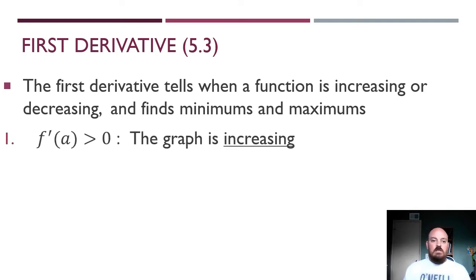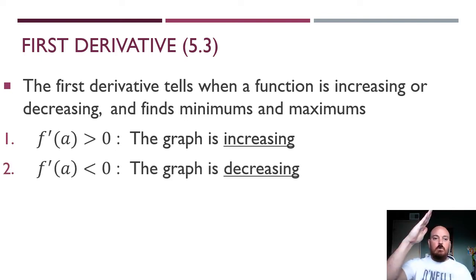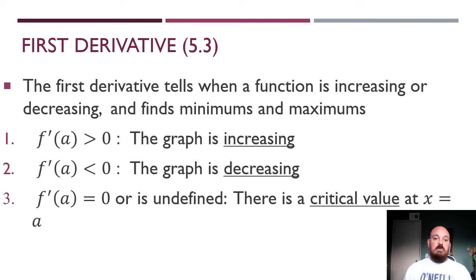So basically, here's the quick summary. Wherever the first derivative is positive, the graph is increasing. Wherever the first derivative is negative, it's decreasing. And wherever it changes, you have minimums and maximums. So wherever the derivative is 0 or undefined, those are the only two things that would not be a positive or a negative number. Positive means increasing, negative means decreasing, 0 or undefined means neither, and that's what we call a critical value.